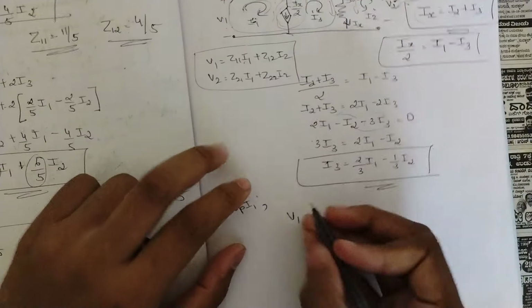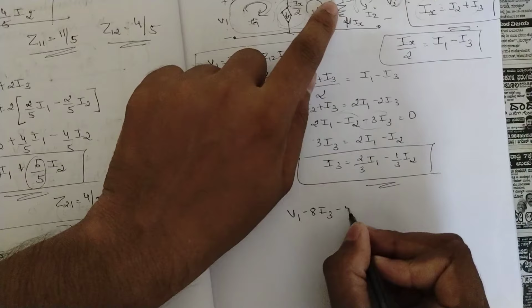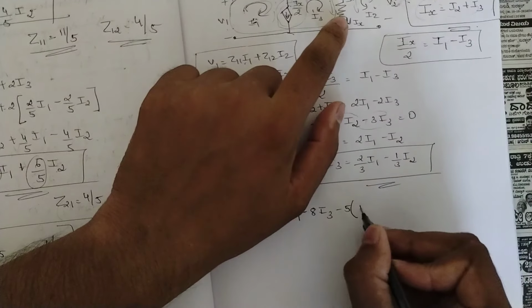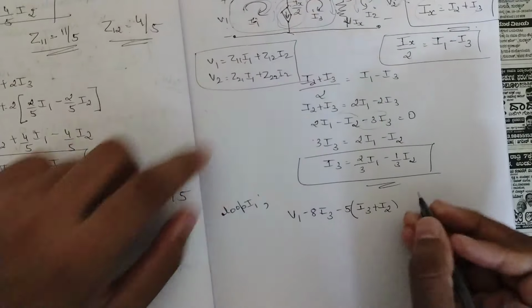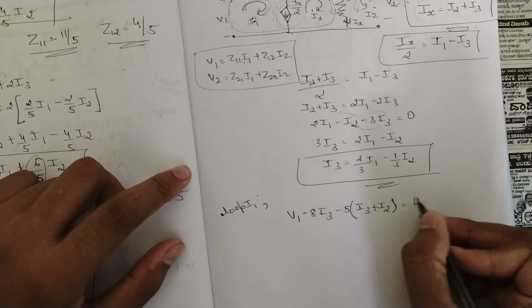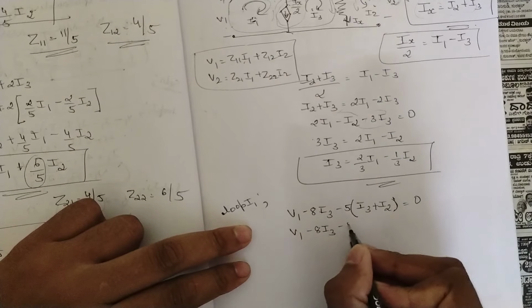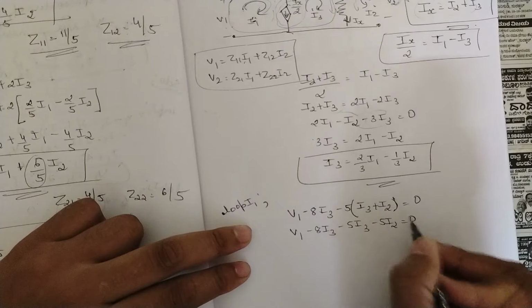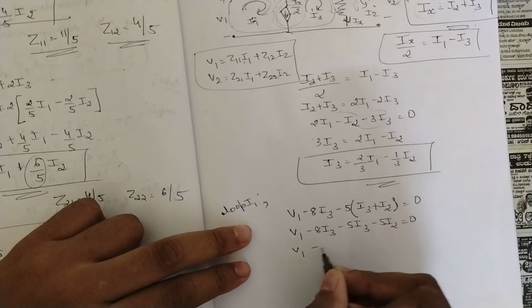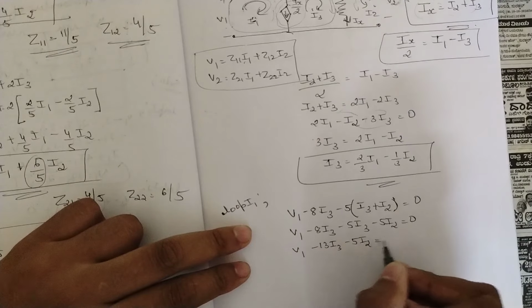So our next component is minus 8 I3. Then we have minus 5 into I3 plus I2, since these two are having the same directions, right? That is equal to 0, right? So V1 minus 8 I3 minus 5I3 minus 5I2 equal to 0. So V1 minus 8 minus 5 is minus 13I3 minus 5I2 equal to 0.